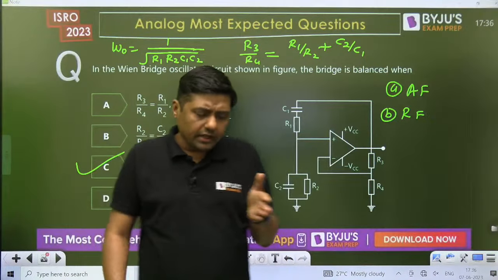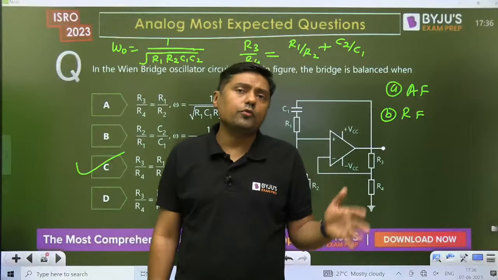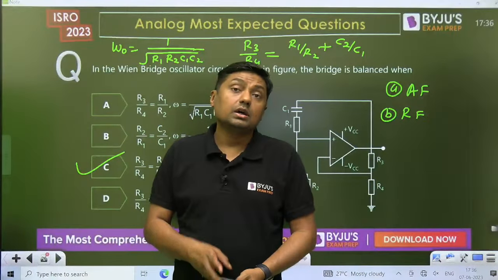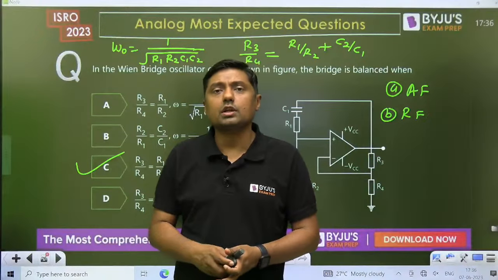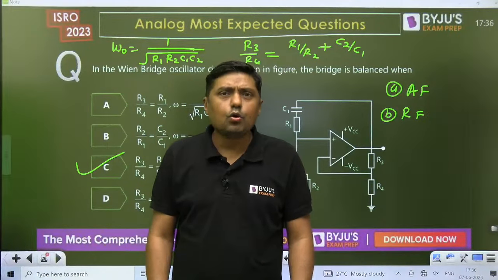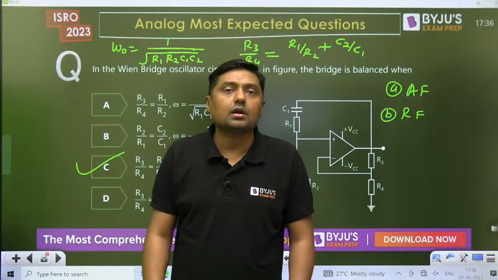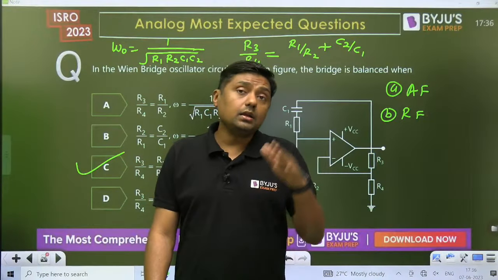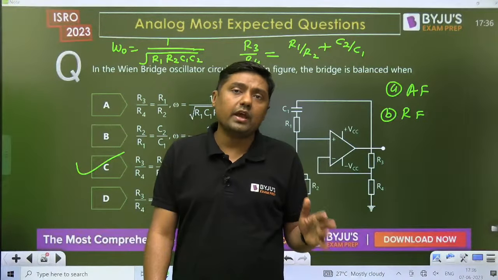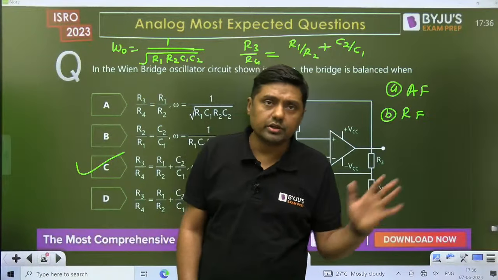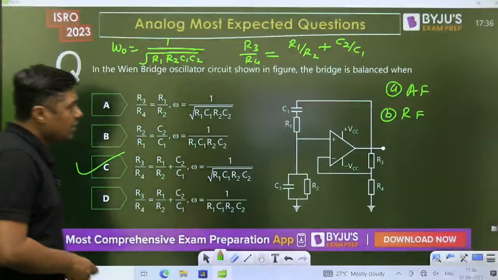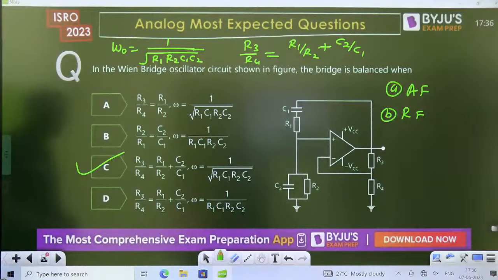So there are two categories of oscillator. One is called the audio frequency oscillator, one is called the radio frequency oscillator. In radio frequency, meaning high frequency oscillators, we have Hartley, Colpitts, crystal oscillator, and Clapp oscillator. And in audio frequency, we have the RC phase shift oscillator and the Wien bridge oscillator. So it is an audio frequency oscillator. All will satisfy the Barkhausen criteria.